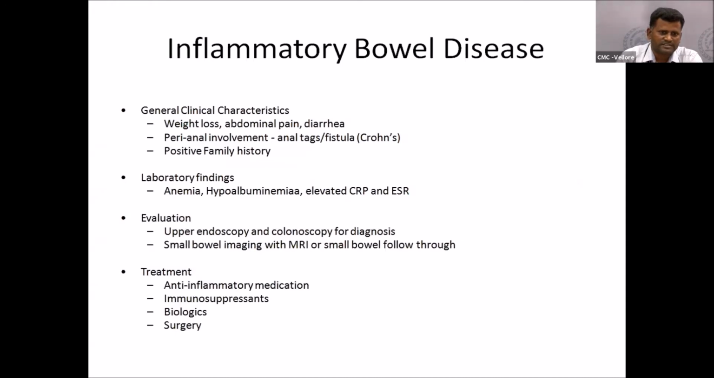So inflammatory bowel disease, again, general clinical characteristics are weight loss, abdominal pain and diarrhea. And there may be a fistula, or there may be abscess formation in the anal region, and skin tags can be noted in the anal region, and positive family history may be there. Laboratory findings are mainly elevated inflammatory markers, anemia and hypoalbuminemia. The evaluation is small bowel imaging with MRI and also endoscopy and biopsy. Treatment is again anti-inflammatory medications, immunosuppressants, biologicals, and if needed, surgery.